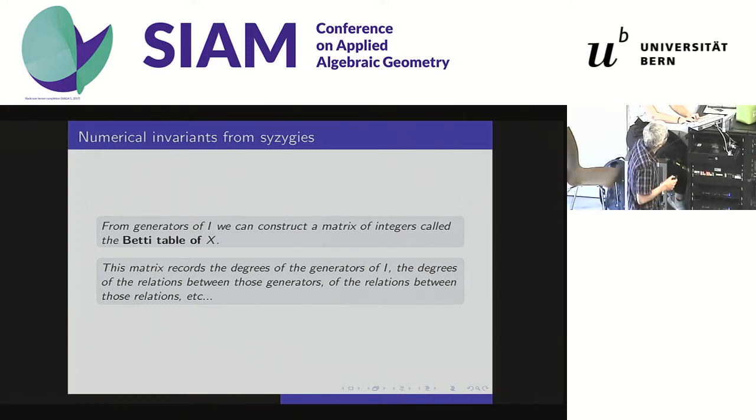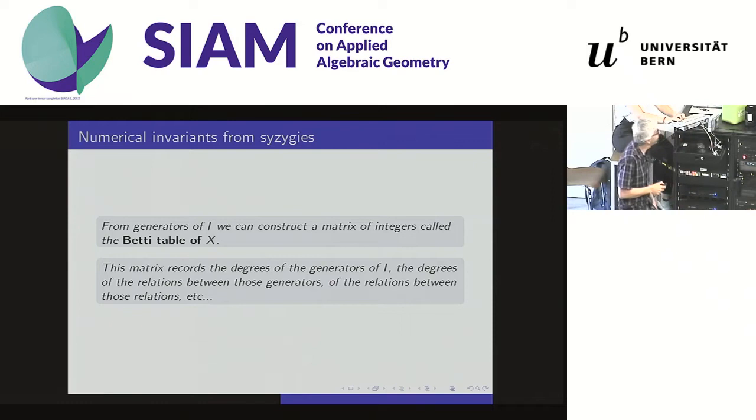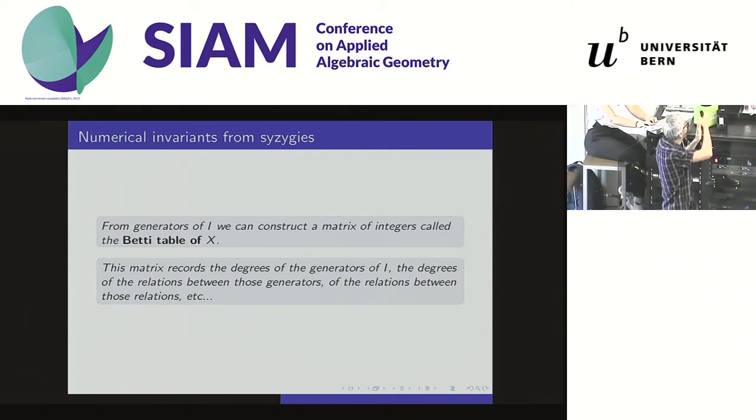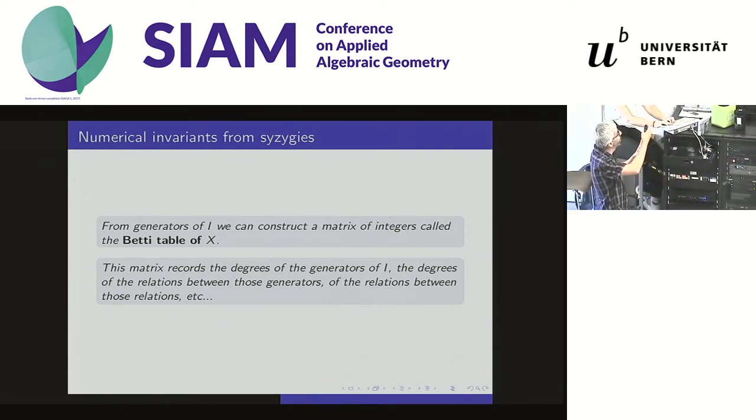So from the generators of I, we can construct a matrix of integers called the Betti table of X. And the way in which you should think of this Betti table is, imagine it's a large matrix, and its different columns have an interpretation. So the column labeled 1 records the degrees of the minimal generators of our ideal I. The column labeled 2 records the degrees of the relations between those generators.